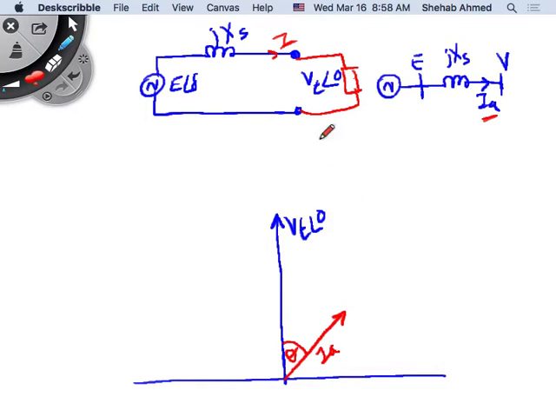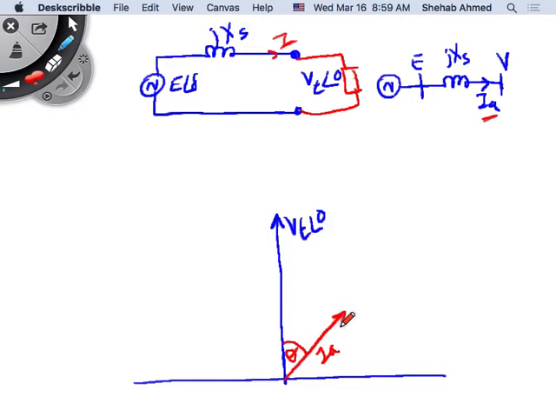Now I can go back and ask how do I draw E, the generator's voltage? Because this is the current I need to supply. I'm sort of reversing the process here, right? I already supplied the current, which means I already supplied some real and reactive power. What is the corresponding voltage and angle?